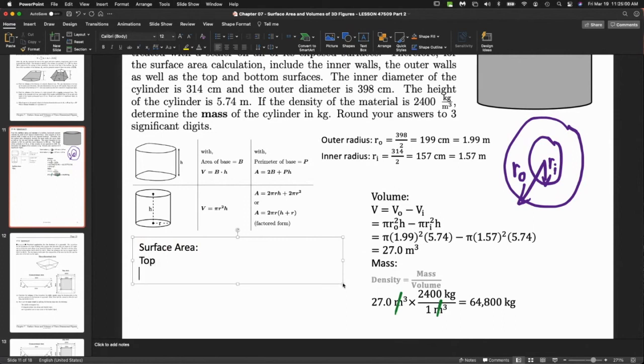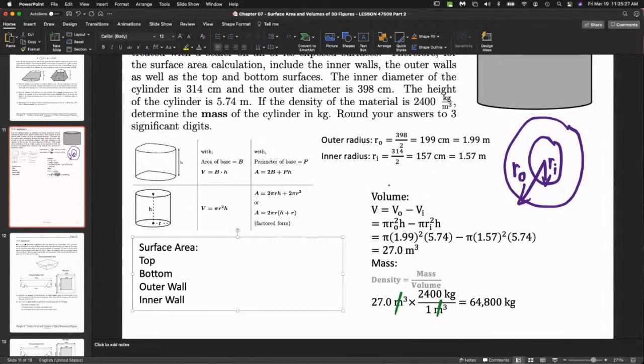So the surface area, let's go with some pieces here. We have the top, the bottom, the outer wall, and the inner wall. So that's what we're working with. Is everybody cool with that? Let me know in the chat if you disagree with what I have here as a list. That's kind of like the jigsaw puzzle that we're putting together here. We have the top, the bottom, and the outer and the inner wall.